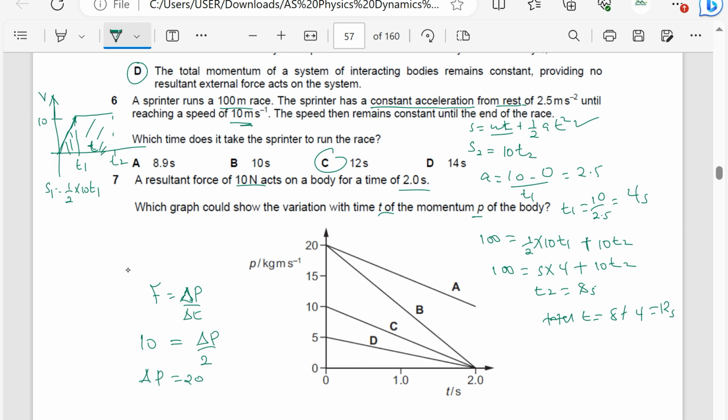That makes D, the change in momentum is 5. C, the change in momentum is 10. And A is wrong because the change in momentum is 20 minus a certain value here. So the answer is going to be B. 20 should be the change in momentum. So the answer is automatically going to be B.